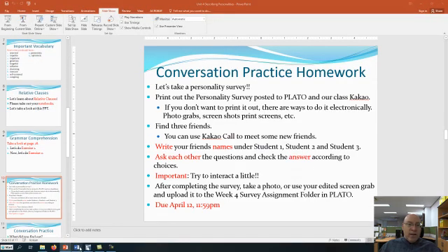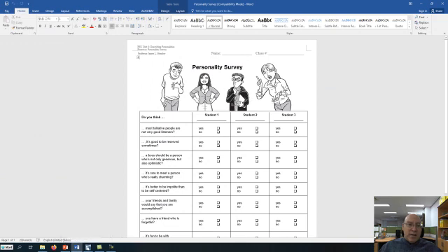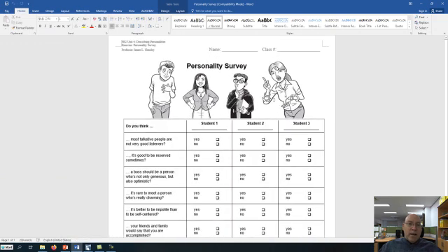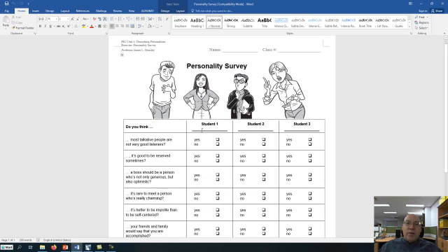If you look at our survey here, when you call your friends or you talk to your friends, write their names under each category here. Make sure that you write your names at the top and write the class number that you're in as well, so that I can give you credit for that.